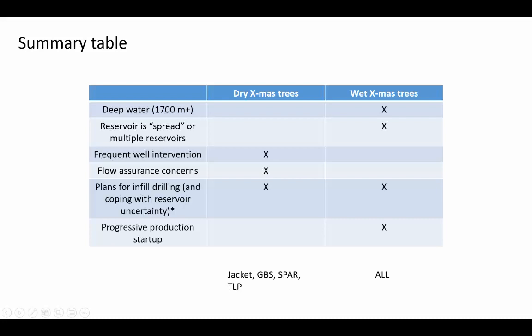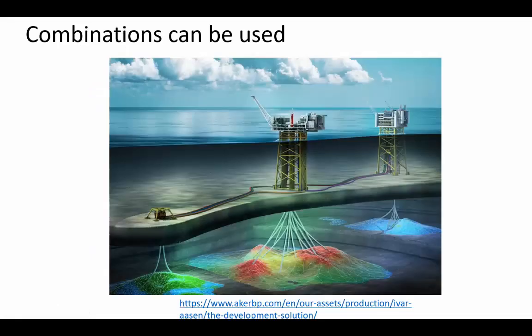Having dry Christmas trees is useful because you have the drilling package available to do more infill drilling when needed, but it's also very costly. So in that case, you might also want to use subsea wells. And for progressive production startup, wet Christmas trees and subsea wells are what allow you to do that. Dry Christmas trees go with jacket, gravity base structure, usually spar and TLP, but wet Christmas tree subsea wells are usually all.